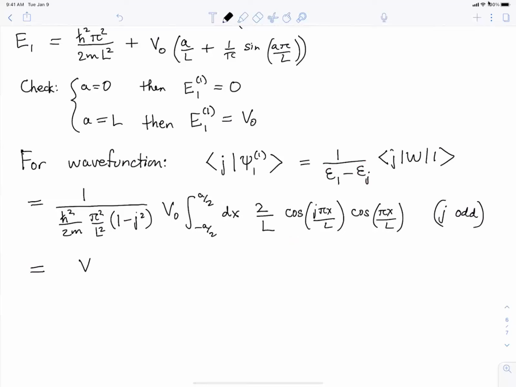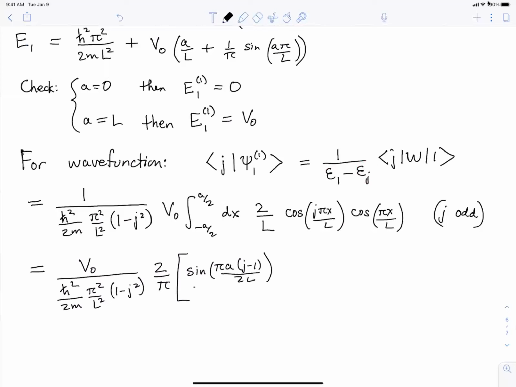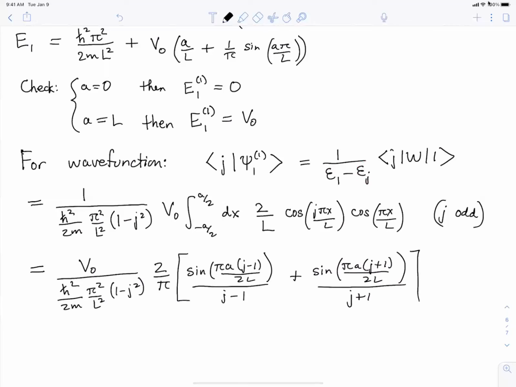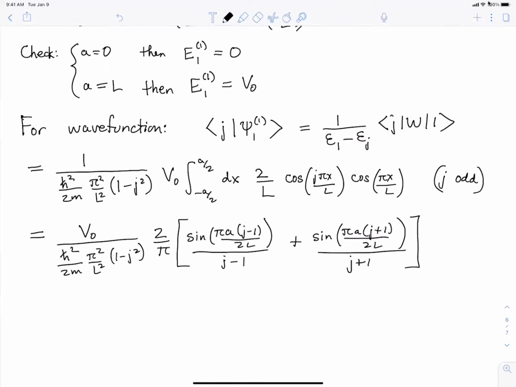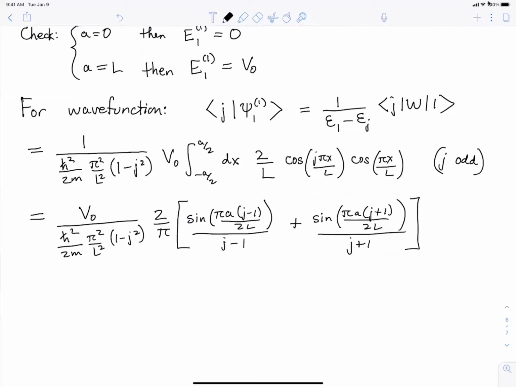And so this is, let me write all my constants in front. Okay, and then there's a 2 over pi. And the integral looks like this: sine of pi a (j minus 1) over 2L, over j minus 1, plus sine of pi a (j plus 1) over 2L, divided by j plus 1. Okay, so this is not a class in doing integrals, so I'm not going to explain how one does that integral. And on your homework, it's fair game to use some other software that you might have at your disposal to do the integrals. There's nothing particularly elegant or pretty about this, but that's the answer.